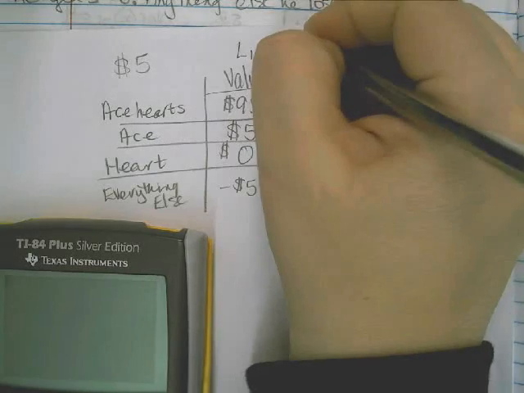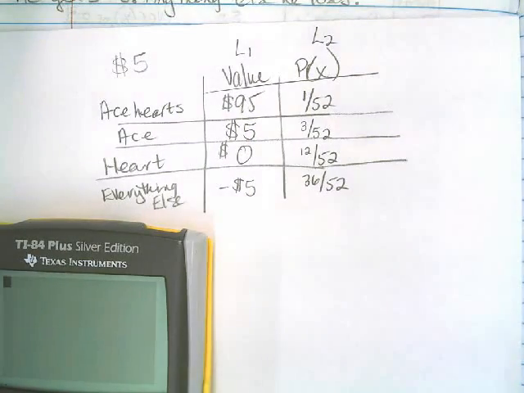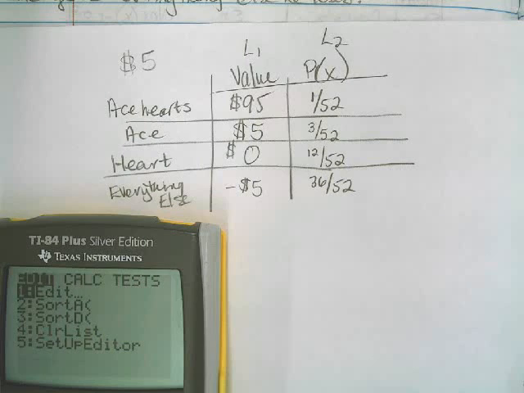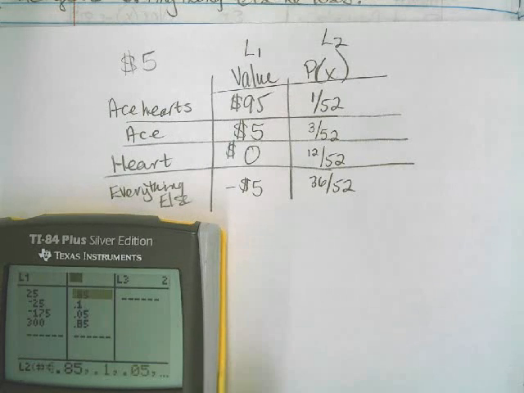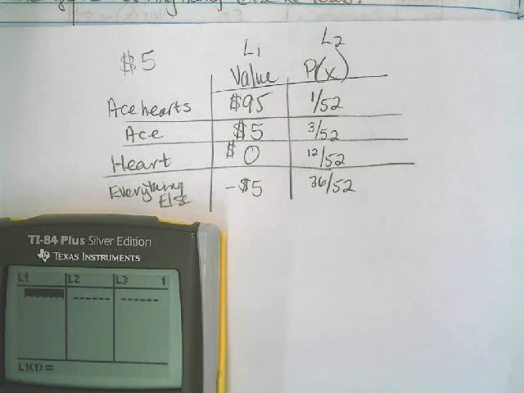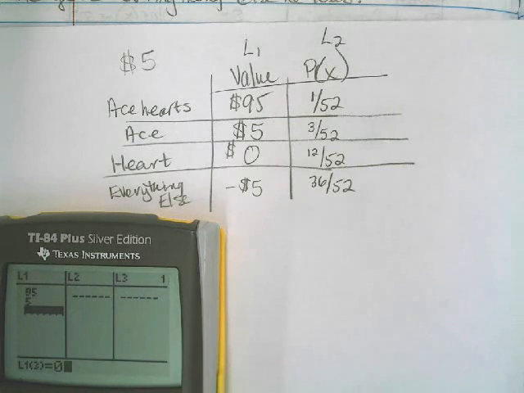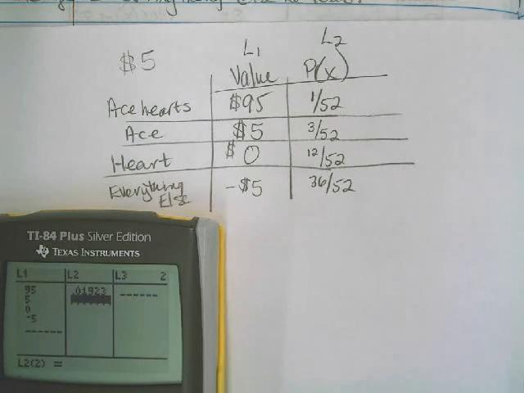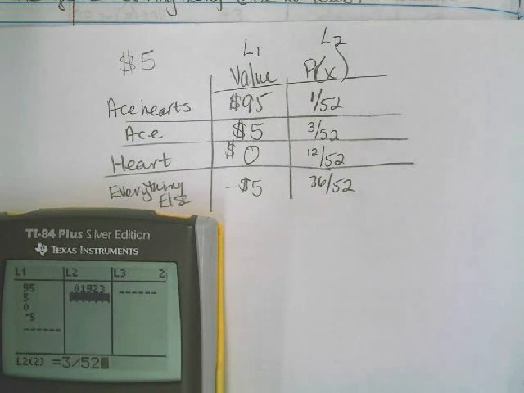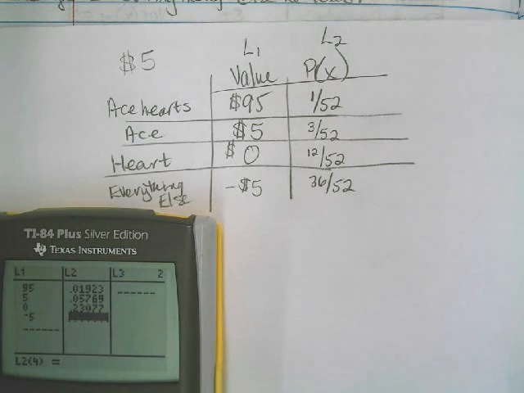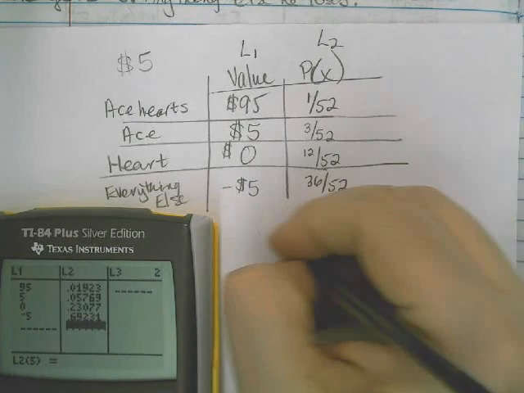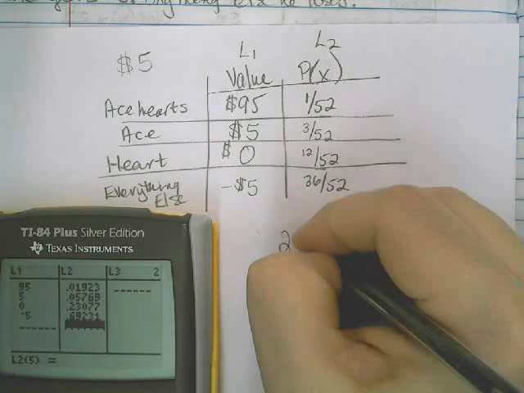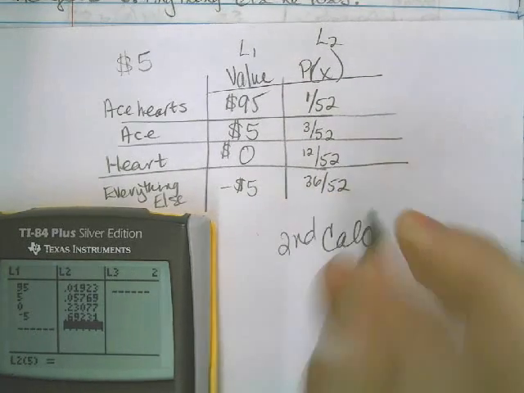Now what I need to do is go to stat, go over to calc, and go to number 1. Now, my list is in L1, but my frequency is this probability. So I need to make that L2. We don't usually use an L2, but when we have the probability of events, it's L2.